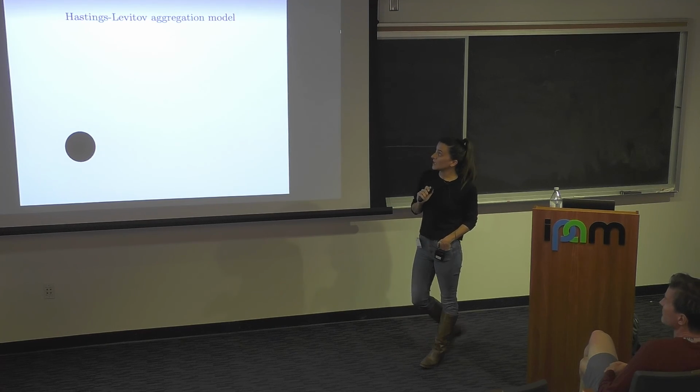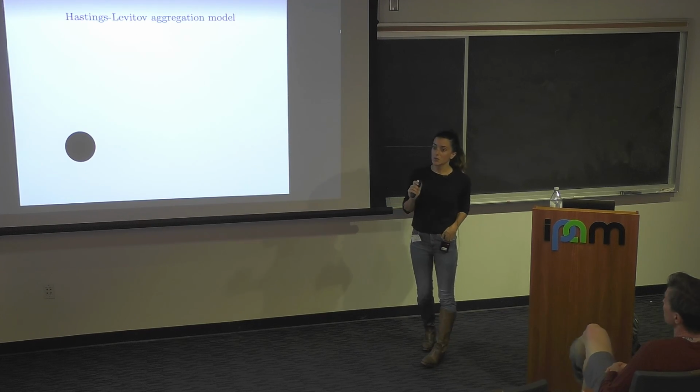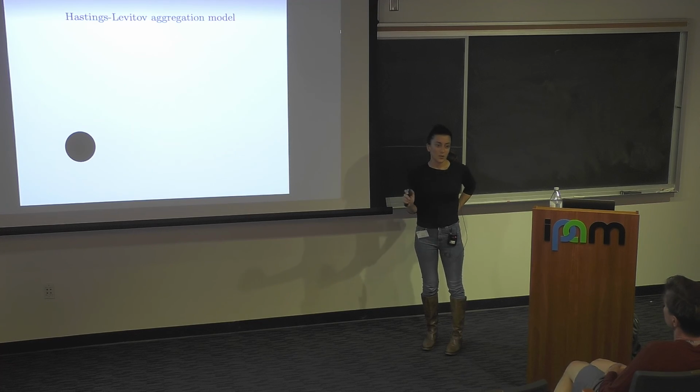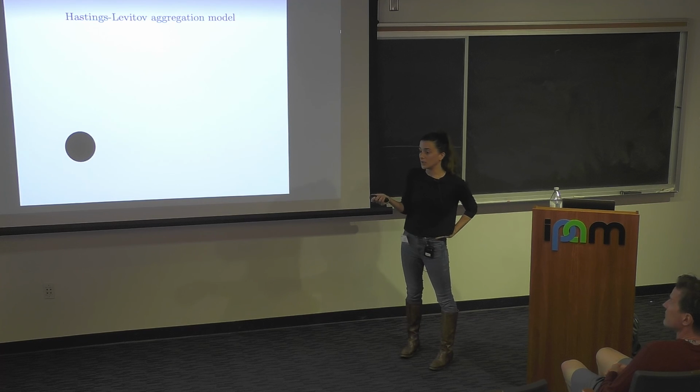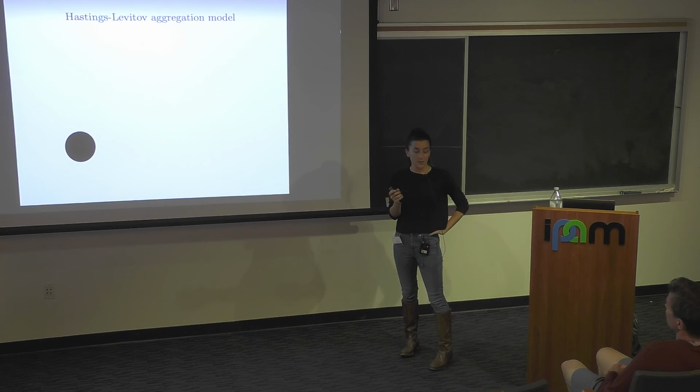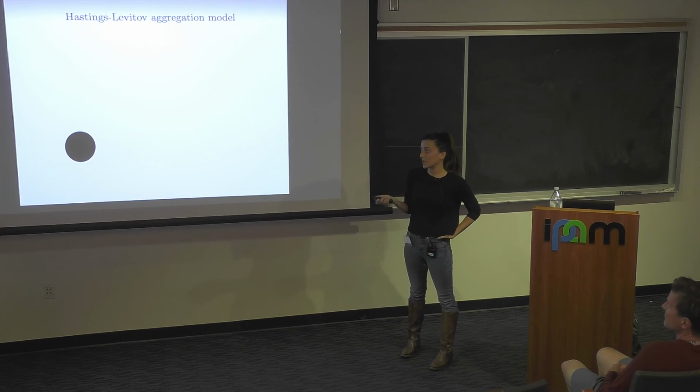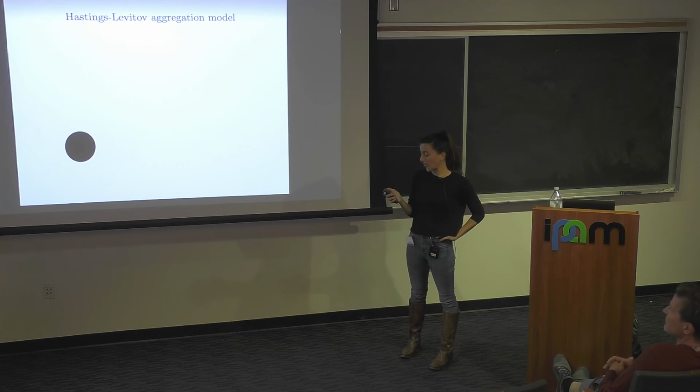Okay, so let me define the Hastings-Levitov aggregation model, and please stop me at any point if you have questions. So we want to mimic diffusion limited aggregation on the complex plane. And we have to start from some initial shape. Here I take it to be the unit ball, centered at 0. And maybe at the end of the talk, I will comment on more general initializations.